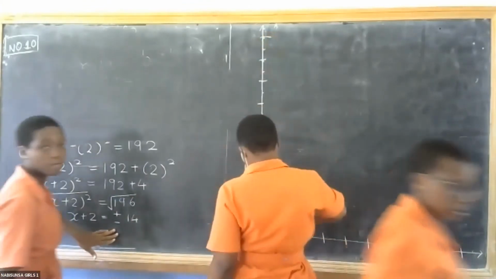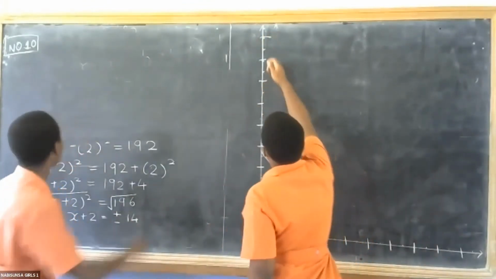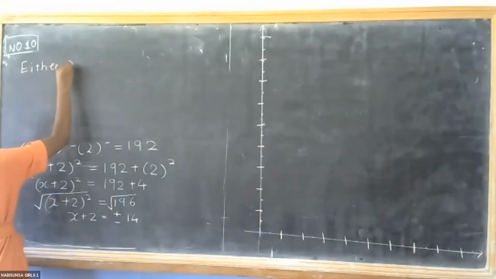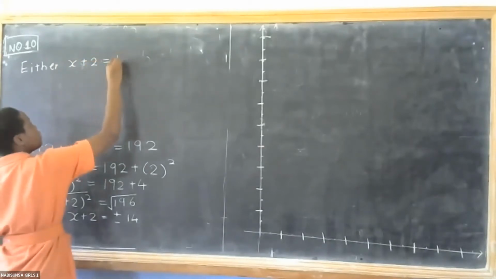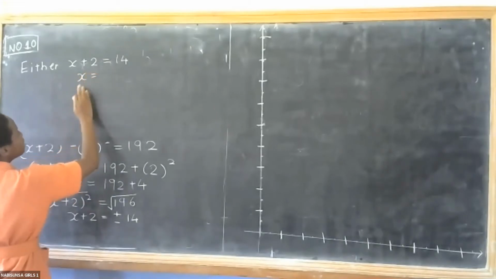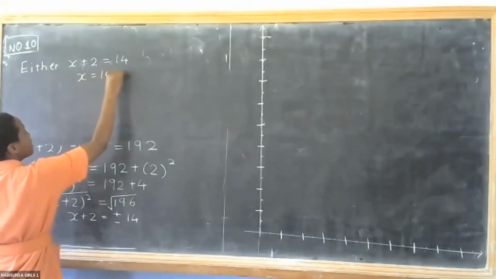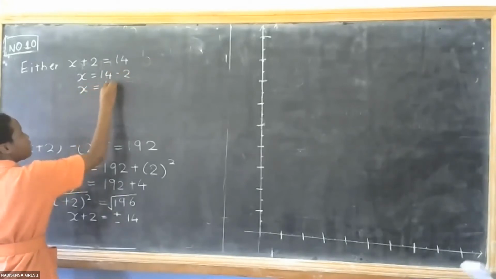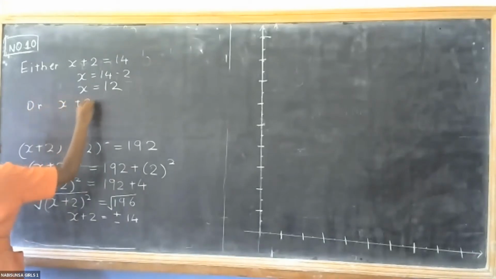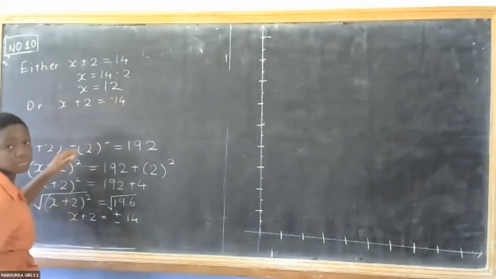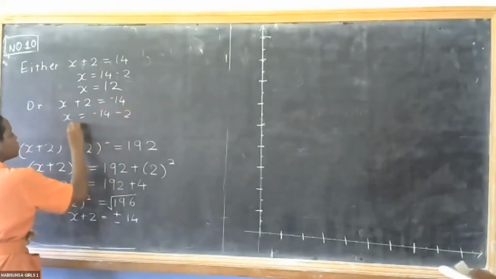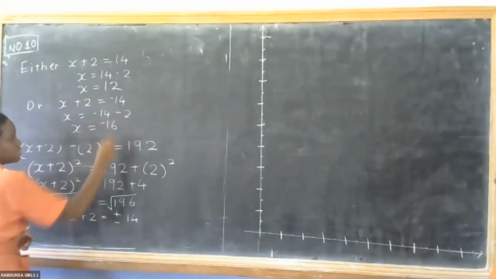So from here we are in a position to get our x. So either x plus 2 is equal to 14, so x will be 14 minus 2. Our first value of x will be 12. Or x plus 2 is equal to negative 14, so x is equal to negative 14 minus 2, x is equal to negative 16.